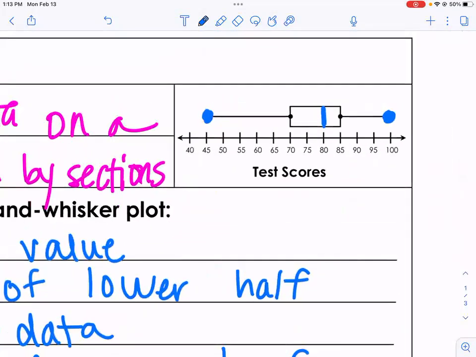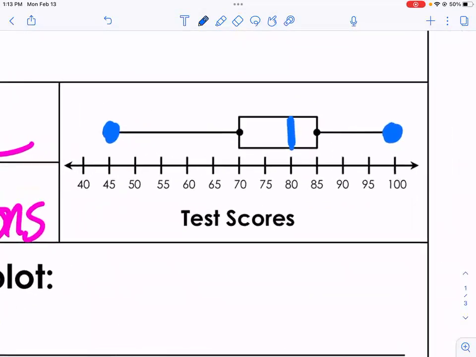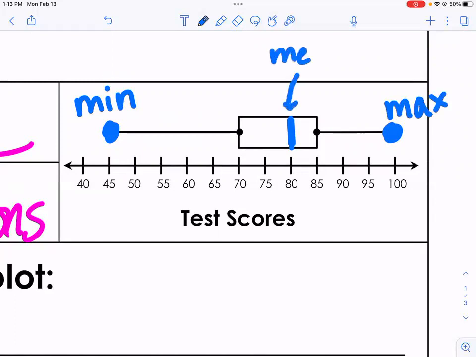Okay, so if I zoom in here, this value right here is our minimum. This value right here is our maximum. This guy is our median. And then here's our upper quartile. And here is our lower quartile. So we call this the 5-number summary. There's 1, 2, 3, 4, 5 numbers that split our data into sections.